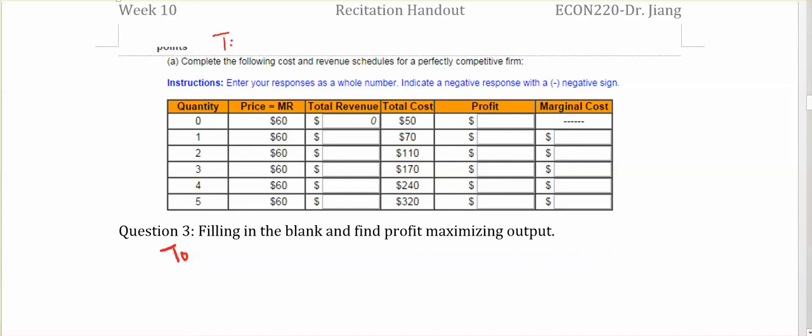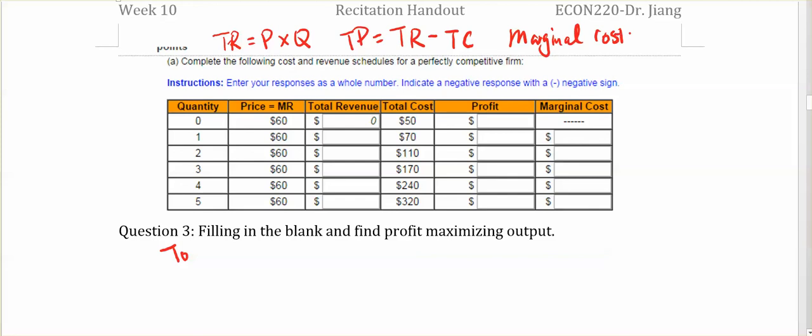The total revenue is equal to the price times the quantity, and the total profit is equal to the total revenue minus the total cost, and the marginal cost is equal to the change of your total cost over the change of the quantity. So those are the important formulas you need to know before we get started.